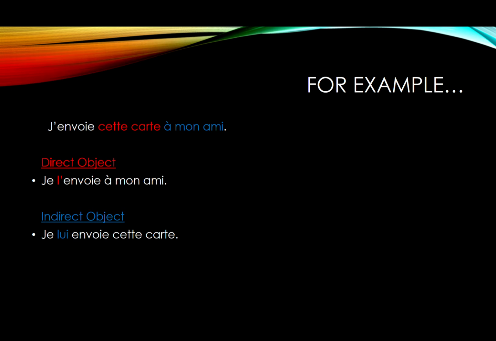And then I actually used a color code in the example here, and there's both a direct and an indirect object. In the sentence, j'ai envoyé cette carte à mon ami. Cette carte, which is in red, would be the direct object, and the way you would change that would be je l'envoie à mon ami. And then the indirect object would be à mon ami, and I would change that to je lui envoie cette carte. And I have the color code lui as the indirect object that would go in place of à mon ami.